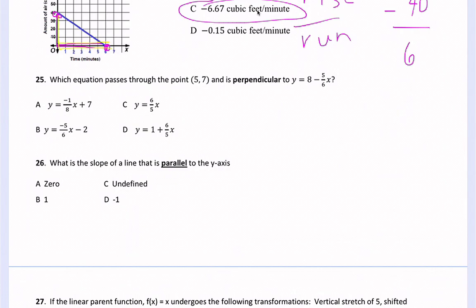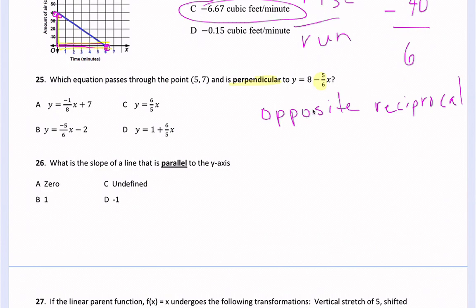Okay, 25. Which equation passes through the point 5, 7 and is perpendicular to y equals 8 minus 5 over 6x? Okay, so perpendicular. I know we want to find the opposite reciprocal slope. Both things must happen. Okay, so let's first find the slope of the original line given to me. So I find my x and I look in front of it. Excuse my writing, I forgot. Don't know where my pen's at.